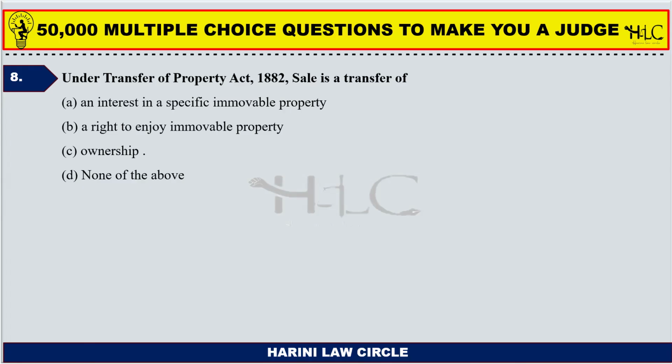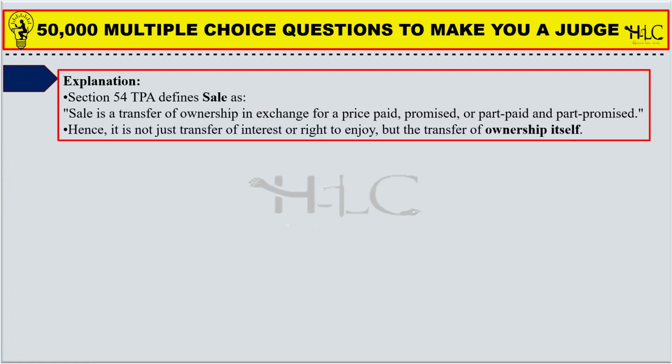So the correct option is option number C, ownership. So when you transfer a property through a sale deed or a sale agreement, you effect a sale agreement, and within a period of 1 month or 3 months or 90 days, whatever it may be, you execute a sale deed thereafter. Then you transfer the ownership, basically. So the option is option number C.